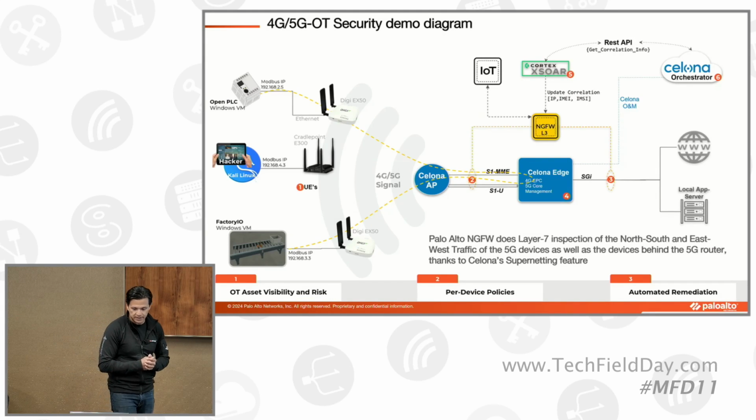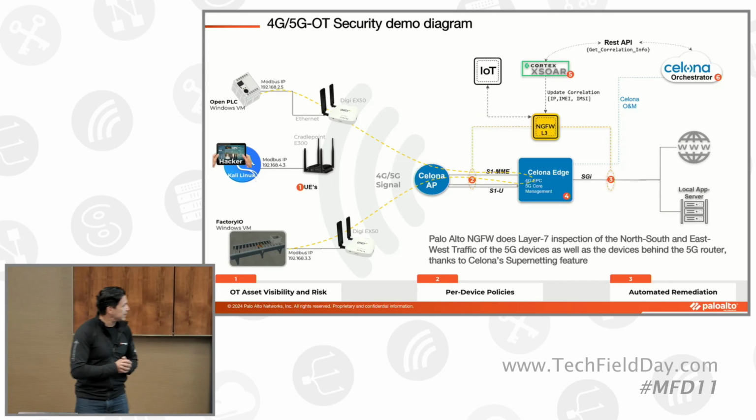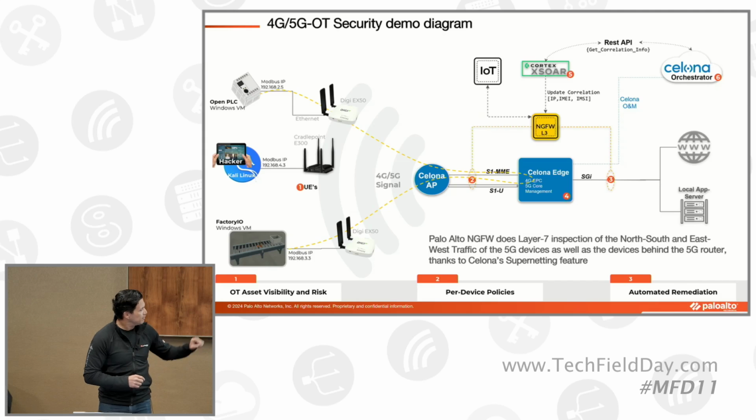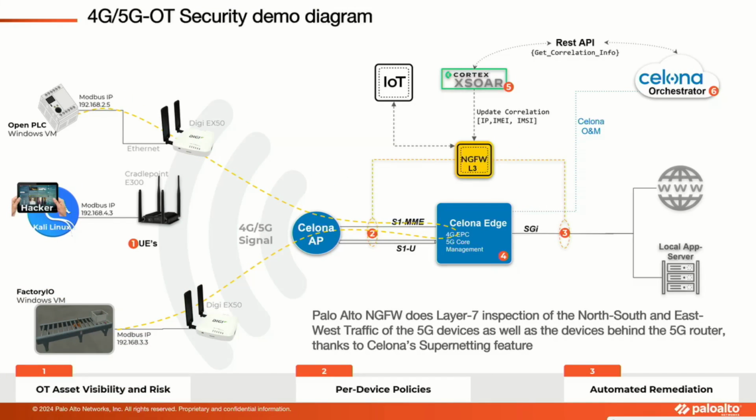This is the 4G 5G demo. It looks a little bit busy, but the blue boxes are the Celona equipment. The square here is the Celona Edge. Then the Celona access points, like you have over here. And you have the Celona orchestrator in the cloud, where you connect and do all your configuration and monitoring.